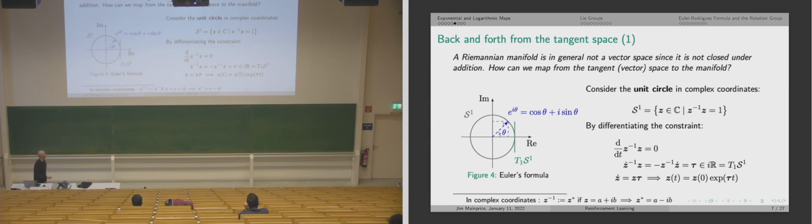And then the key idea is that you reason at the identity. So basically, you're saying that at the identity z is equal to 1.